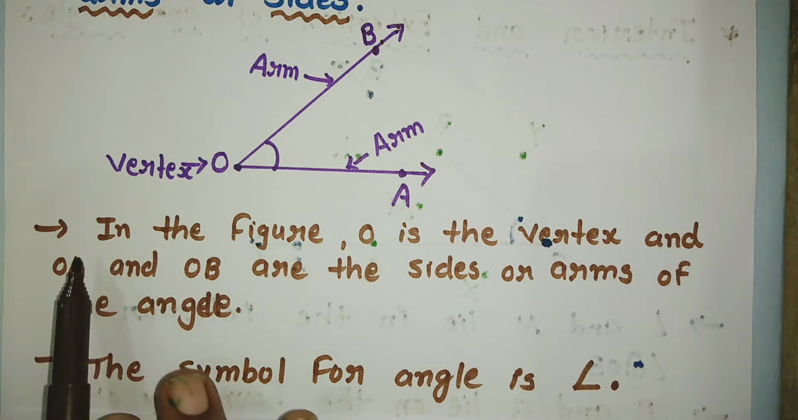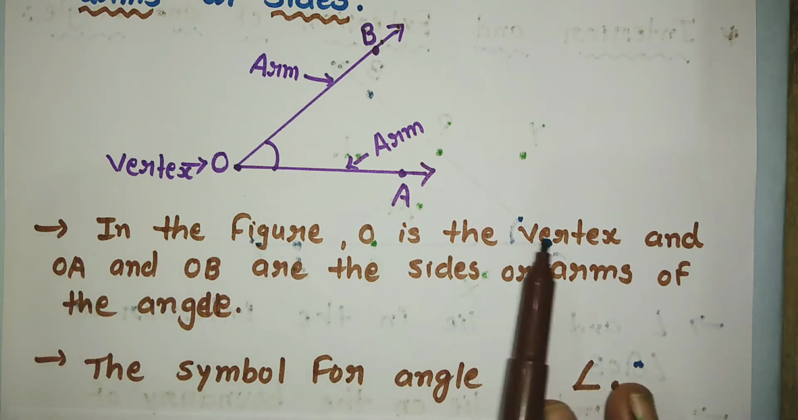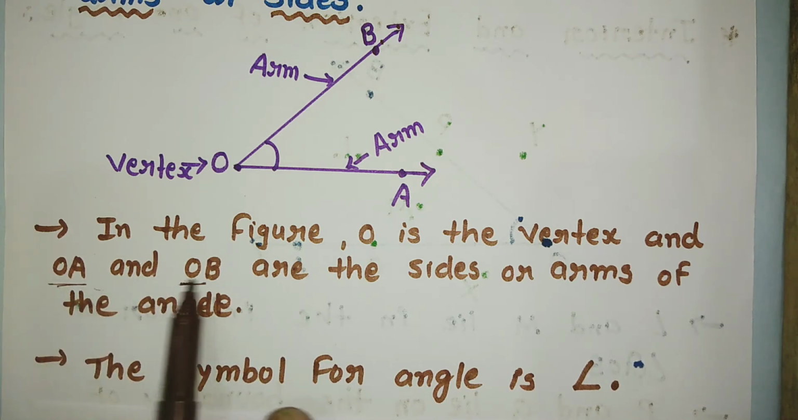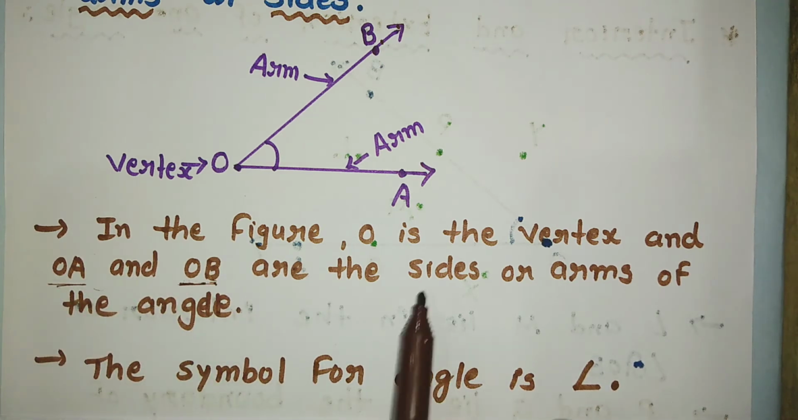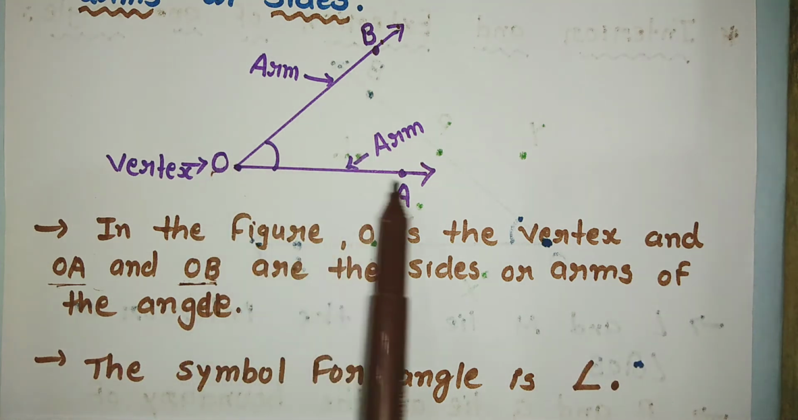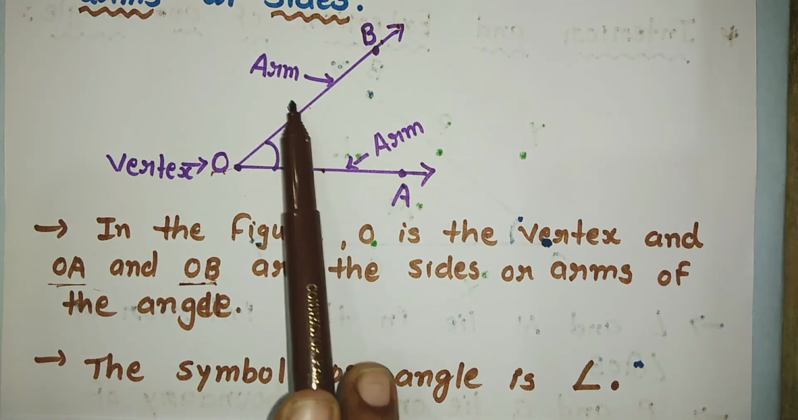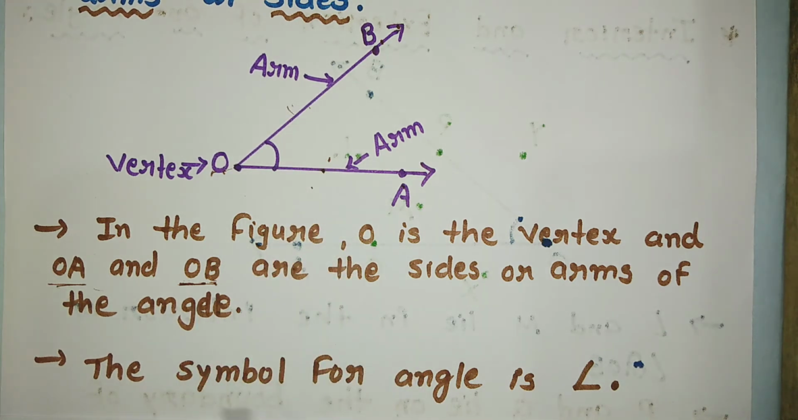So as I told, in the figure, O is the vertex, and OA and OB are the sides or arms of the angle. The symbol for angle is this. This is the notation. How can we write the angle? This is the symbol of angle.